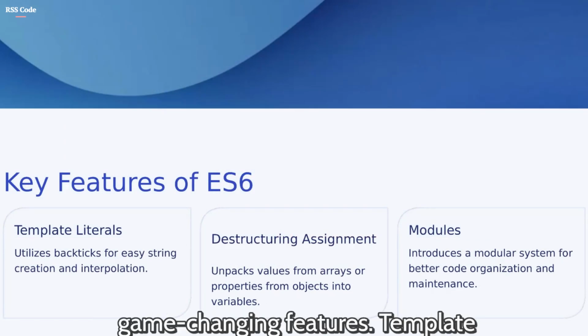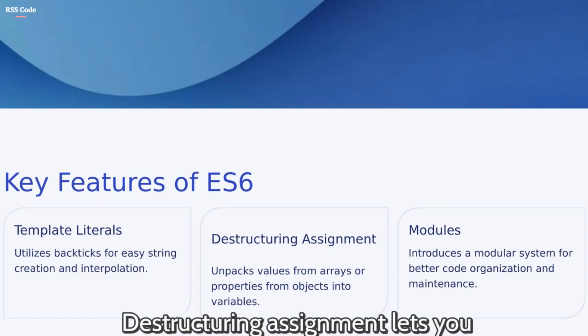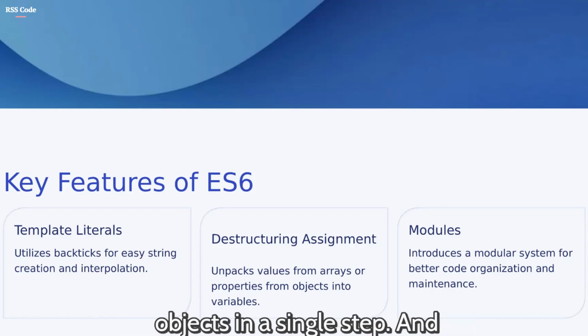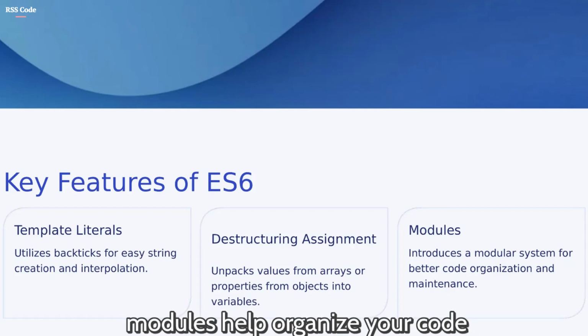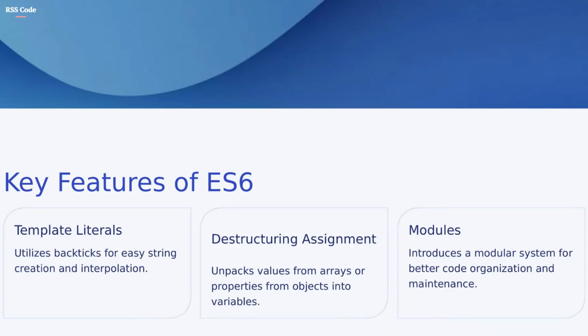What makes modern JavaScript so powerful? ES6 brought game-changing features. Template literals use backticks for flexible, readable strings. Destructuring assignment lets you pull out values from arrays or objects in a single step. And modules help organize your code for easier maintenance and collaboration. These features make coding faster and more intuitive.